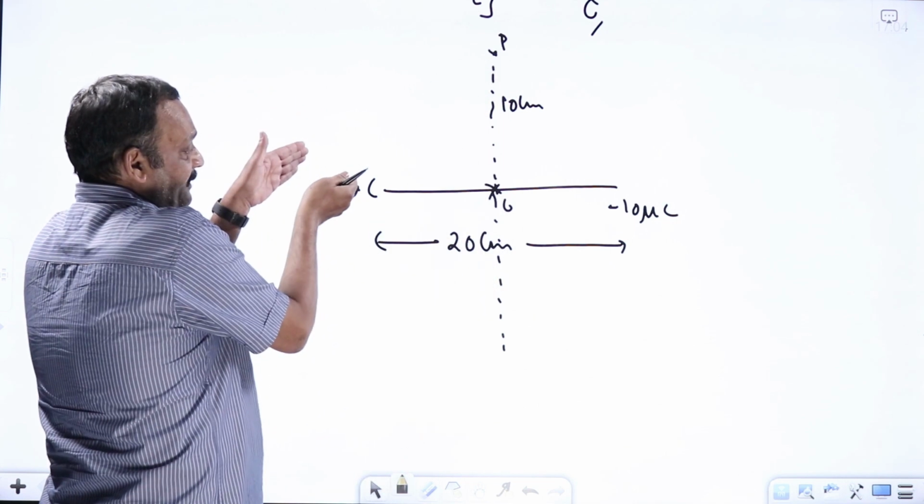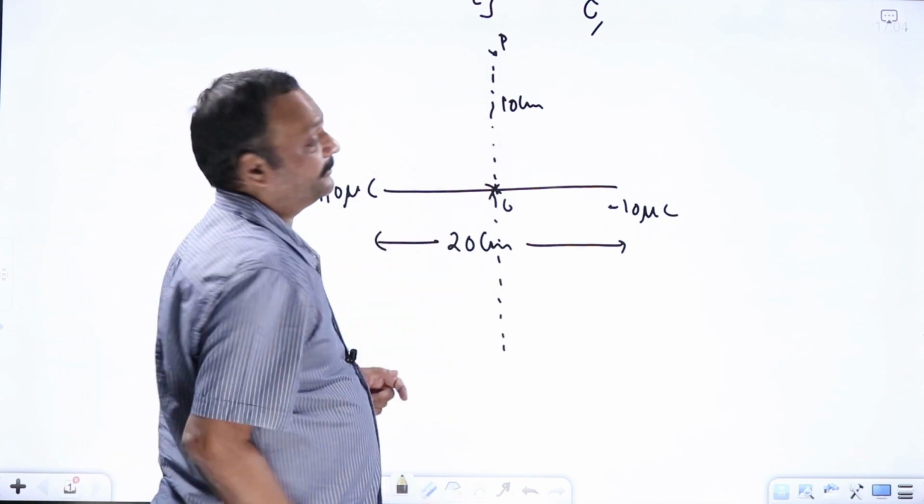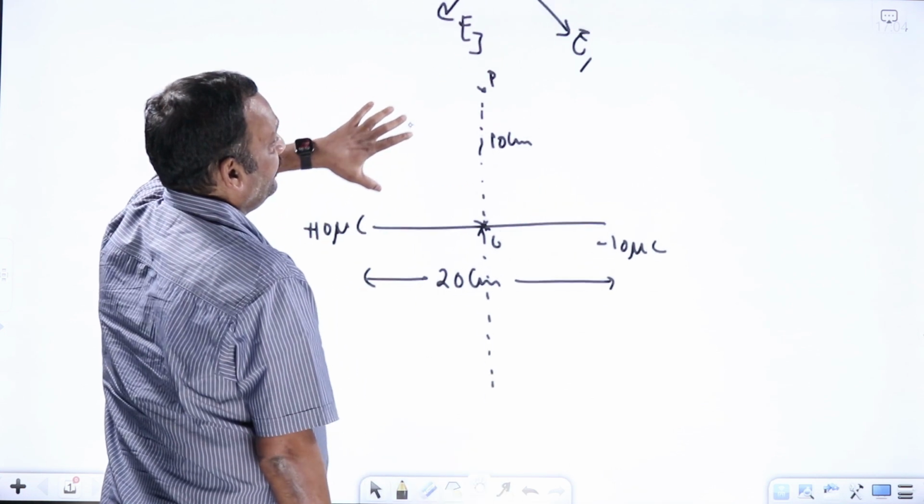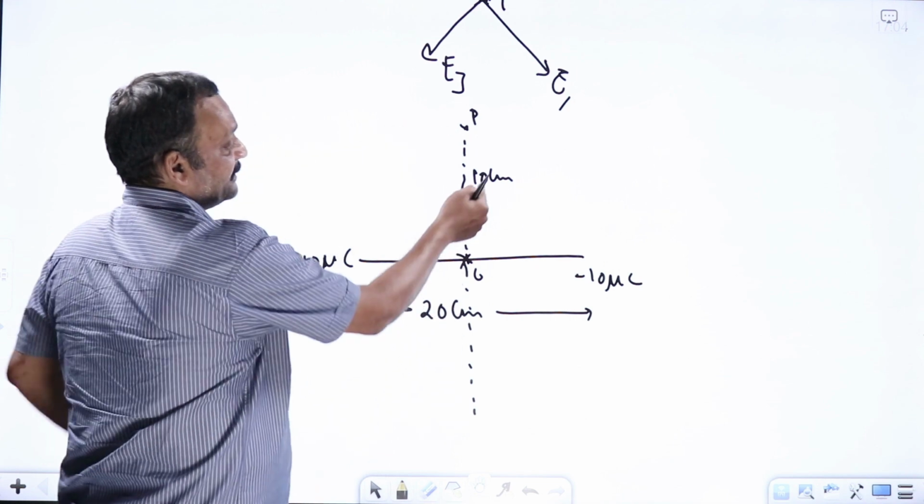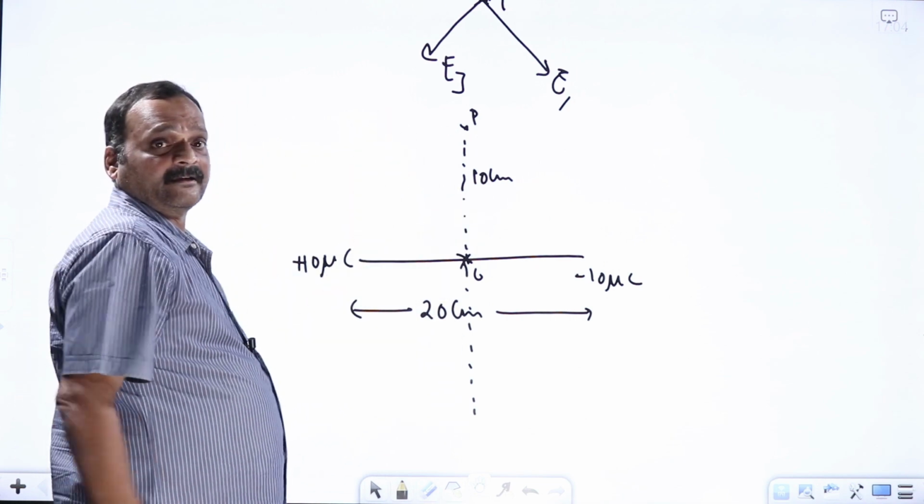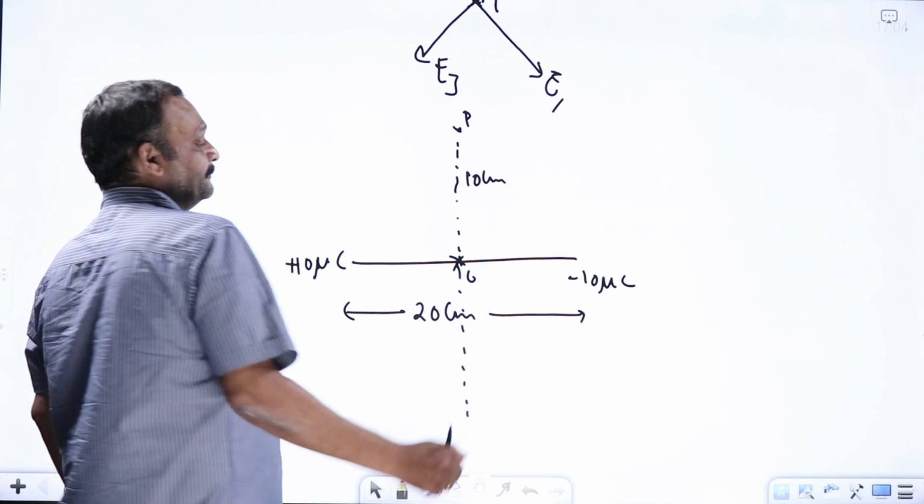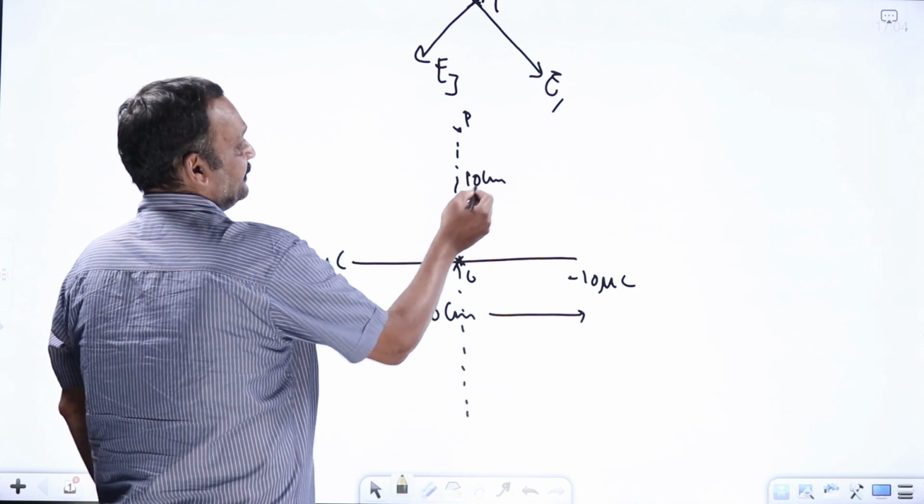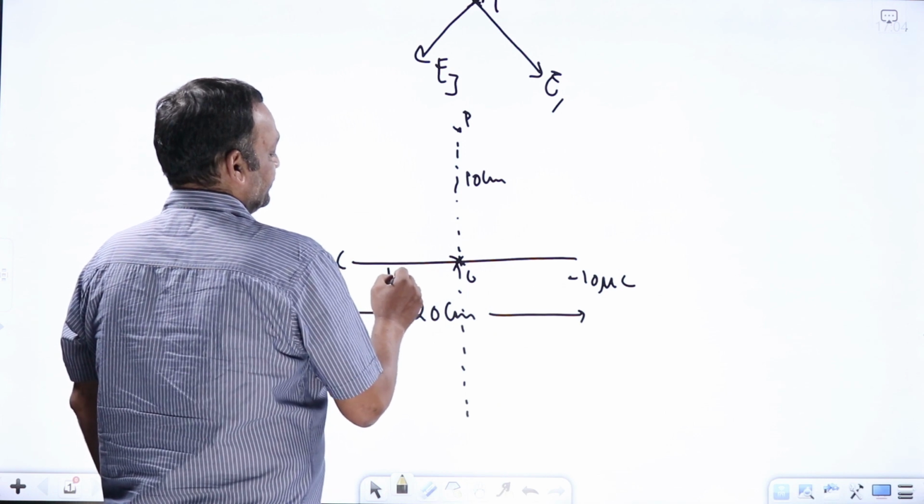There are two charges, plus 10 microcoulombs and minus 10 microcoulombs. What is the electric field at point P, which is at a distance 10 centimeters from the midpoint, on the perpendicular bisector? Now the geometry is what? This is 10 centimeters, this is 10 centimeters.